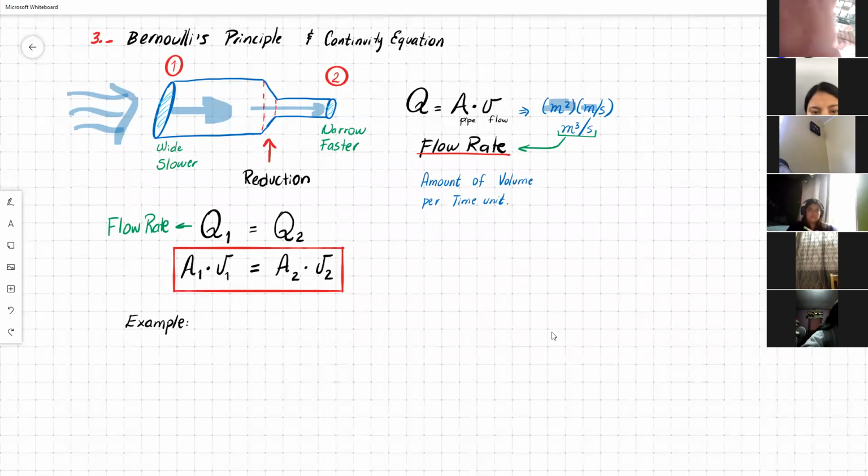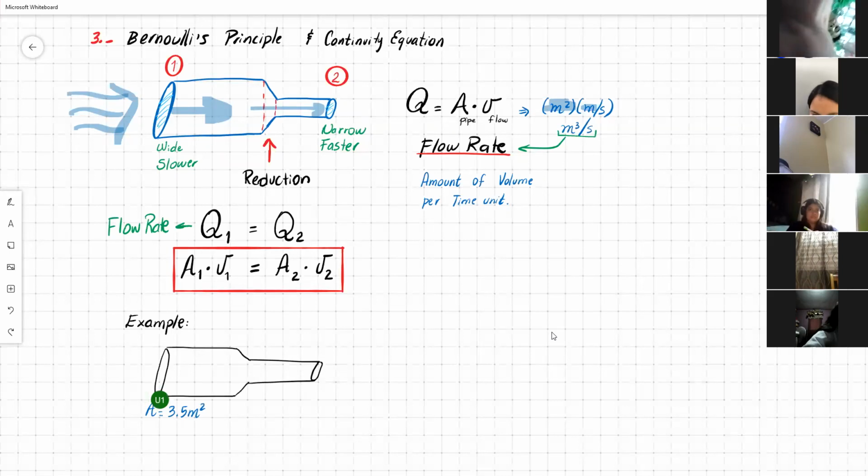Okay, there it goes. So right now, for an example, I'm going to use the same pipe, okay? I'm not going to write it out. Water is running through a pipe that has an area of 3.5 square meters, okay? It is running at a velocity of 3.8 meters per second.